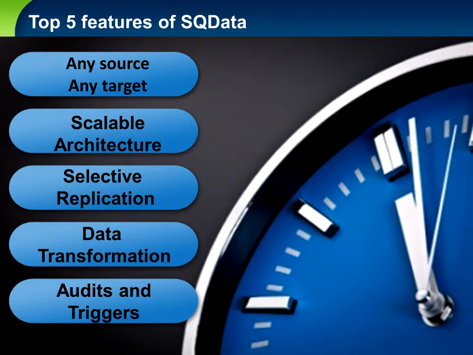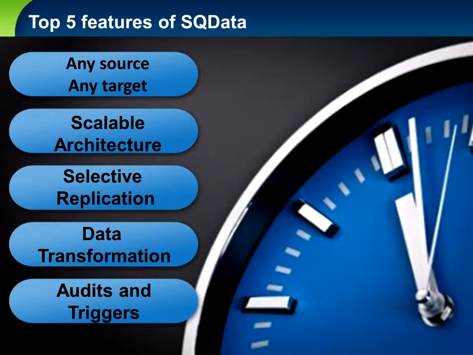So top 5 features: any source, any target, very important. Scalable architecture. The scaling of the application is as simple as adding more engines. You can do selective replication. You don't need to replicate the entire database, only the tables or even parts of tables that need to be replicated to the destination. You can transform the data, and as many of you will know, if you're transferring data between different databases, data transformation is a must. You can't do it without data transformation.